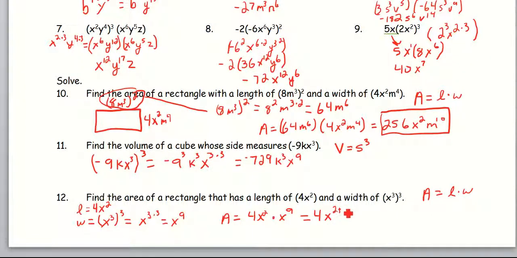So that comes out to 4x to the 11. Now, I think you probably realized you need to memorize the rules. There's no way around it. You just have to memorize the rules. And if you do that, then I think you'll have no problems. Use your calculator and the memorized rules, and it's as easy as pie.